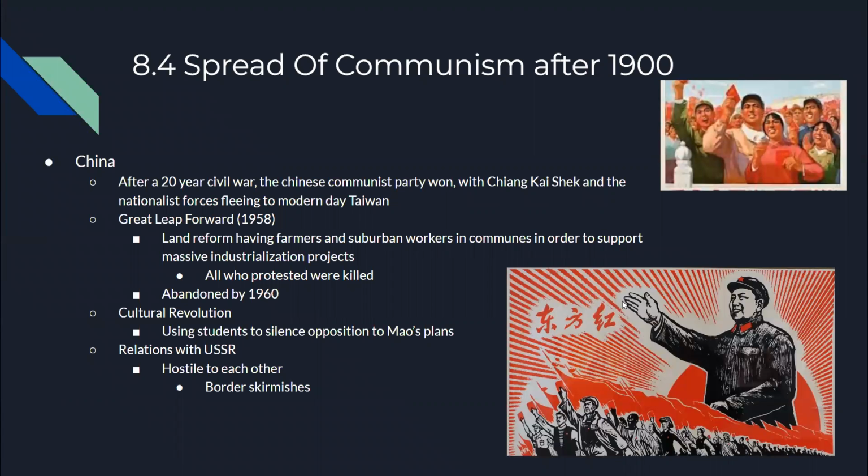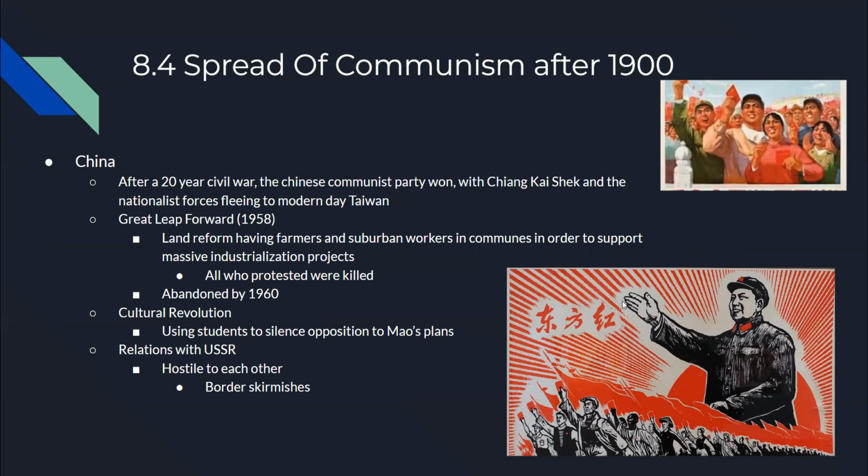policies, such as nationalization of Chinese industries and creating 5-year plans. One of these was the Great Leap Forward, which was basically land reform with having farmers and suburban workers in communes in order to support massive industrialization projects. And all who protested these were killed or sent to re-education camps. This project was pretty much a failure and was abandoned by 1960.